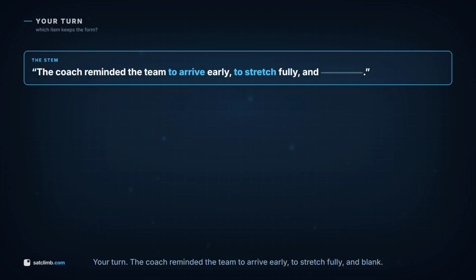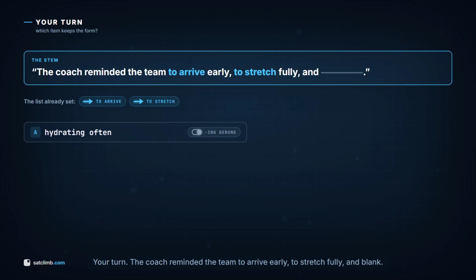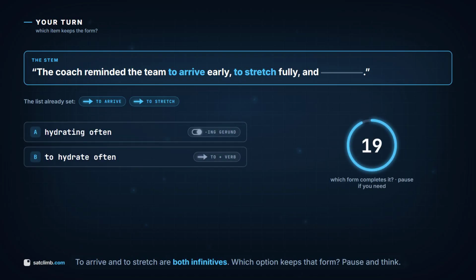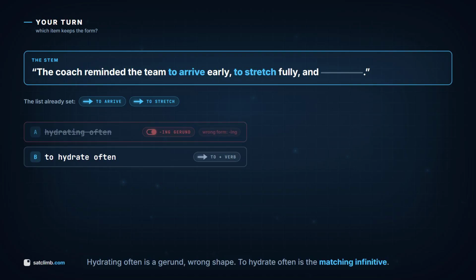Your turn. The coach reminded the team to arrive early, to stretch fully, and blank. Look at what the list already said. To arrive, to stretch. Both are infinitives, the to plus verb shape. So the missing item has to be an infinitive too. Option A, hydrating often, is a gerund, the wrong shape, so it breaks the pattern. Option B, to hydrate often, is an infinitive that matches the two before it. The answer is B: two infinitives set the form, so the third is an infinitive.